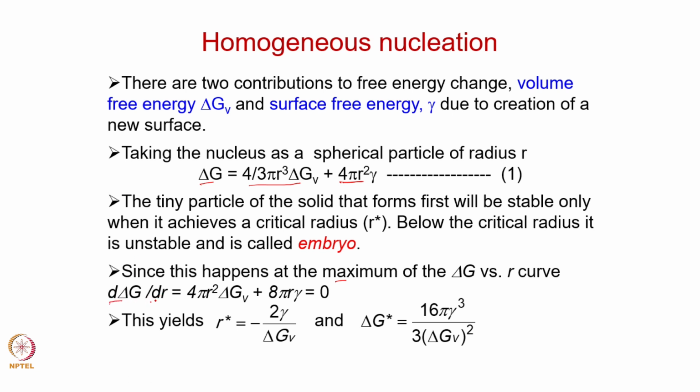d delta G by dr is equal to 0, and this is the derivative, 4 pi r square delta GV plus 8 pi r gamma. That is, if you simply differentiate equation 1 with respect to r, this is what you get. And from here you can derive r star as minus 2 gamma by delta GV, that is the critical size or the critical radius of the nucleus.